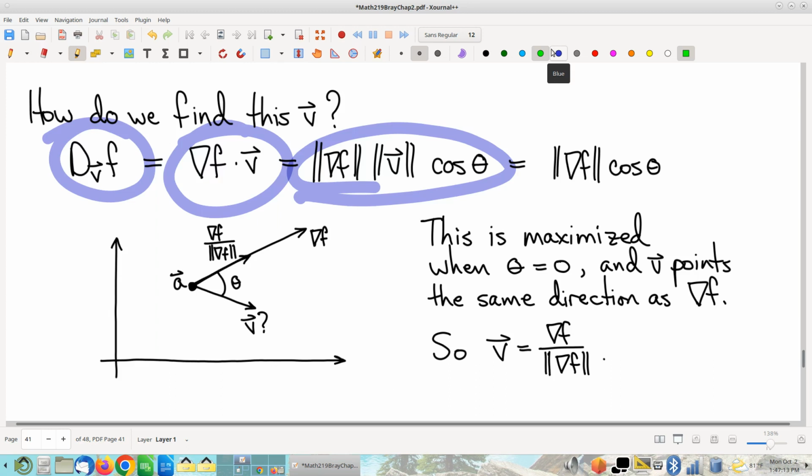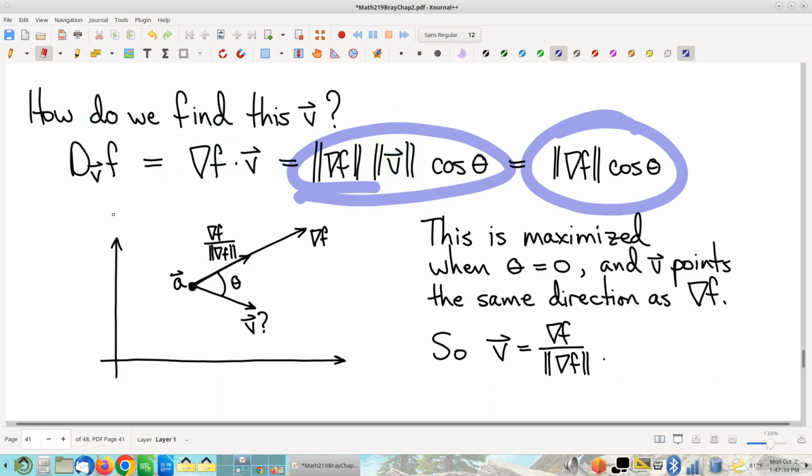Don't forget, though, we're only interested in unit vectors, and that means that this factor right here, the magnitude of v, if v is required to be a unit vector, its magnitude is 1. So really, when you get right down to it, this is what we're trying to maximize. This is what we're trying to make as big as possible: the magnitude of the gradient times the cosine of the angle.